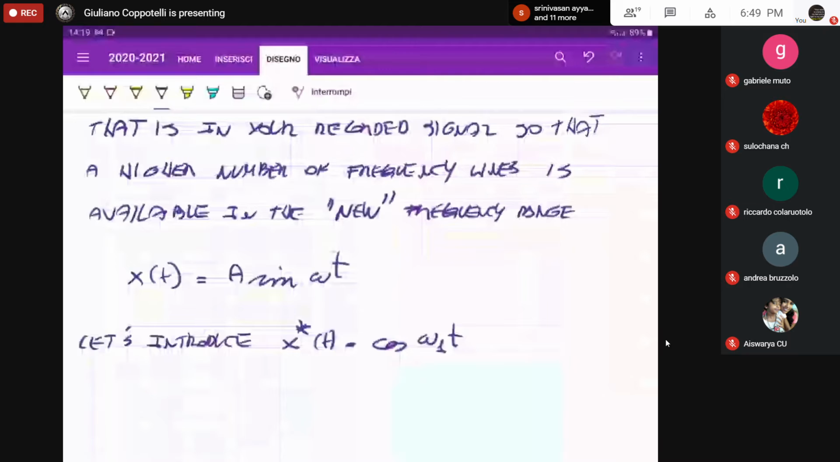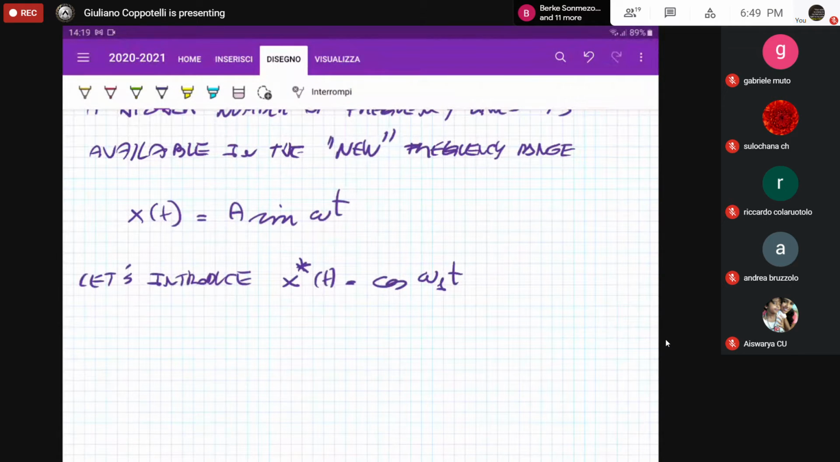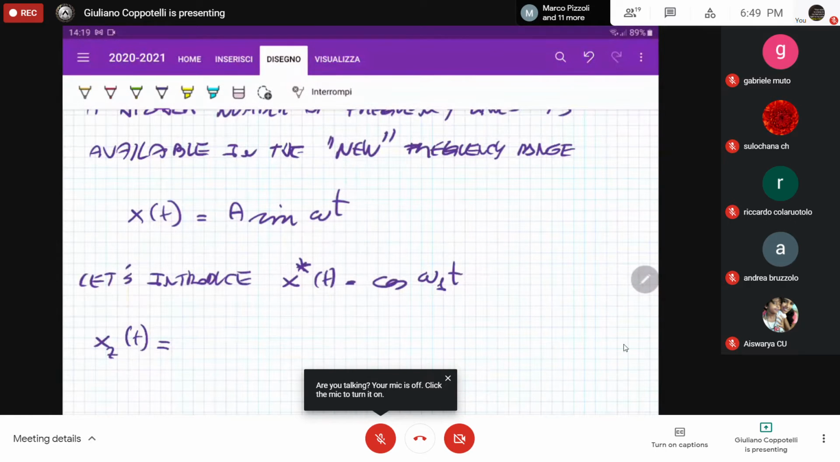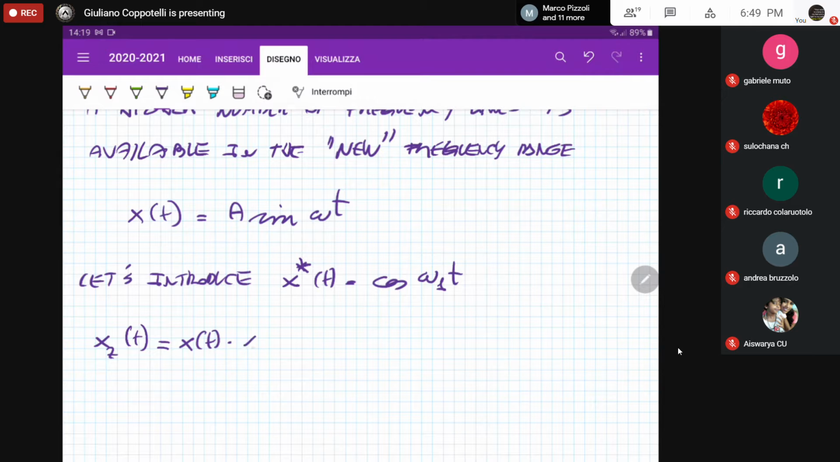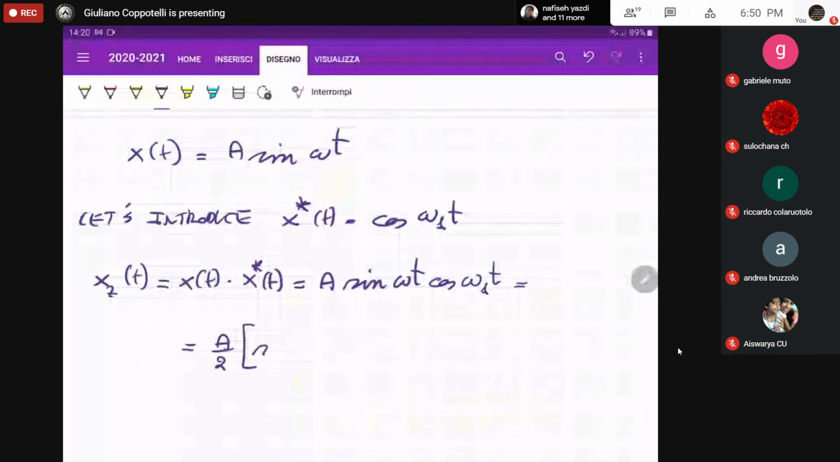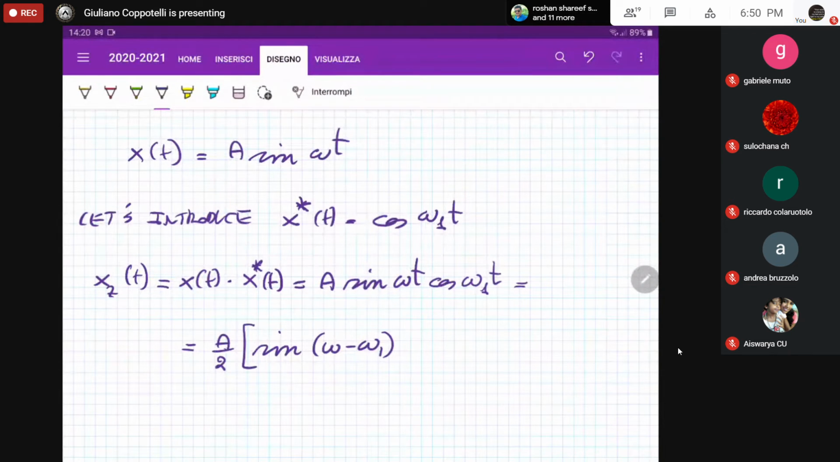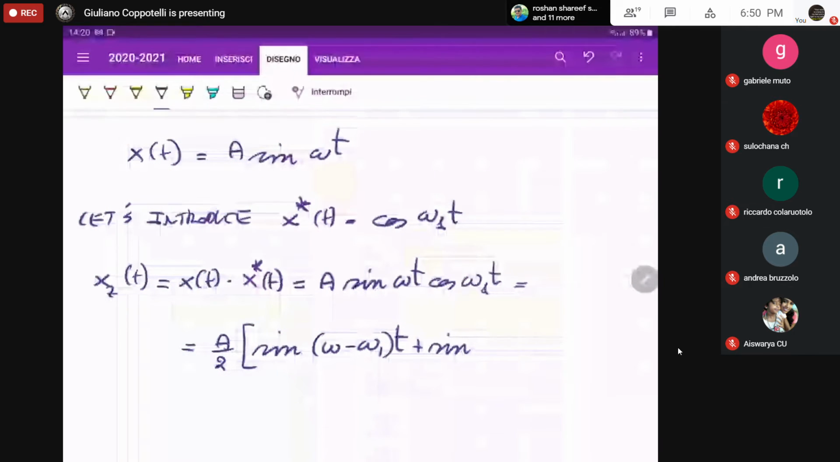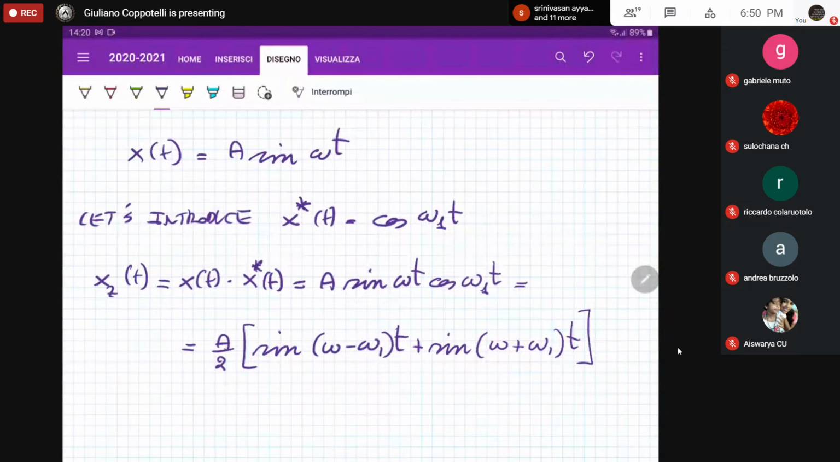Now, what we can do is take the multiplication between what we already measured, the initial reference signal, and this X star signal. Let's call that XZ, the zoom signal. That is equal to X of t times X star, which is A sine omega t times cosine omega 1 t. If you play a little bit with the trigonometric formulas, you can easily show that this is equal to a half times sine (omega minus omega 1) t plus sine (omega plus omega 1) t. And that is the trick.